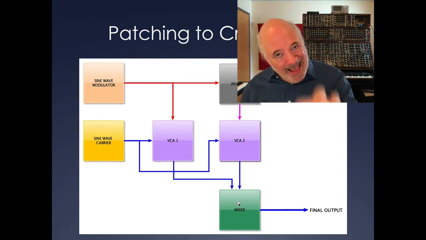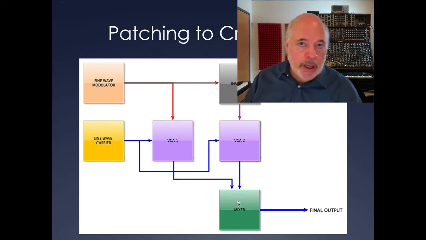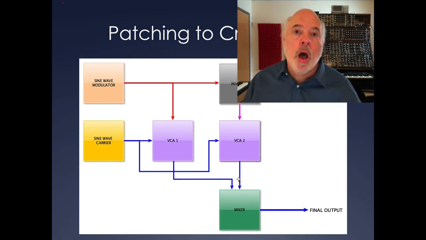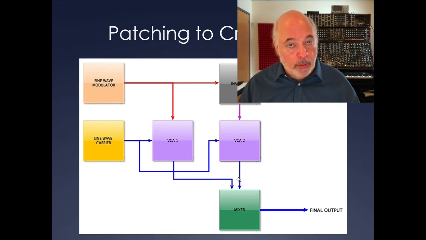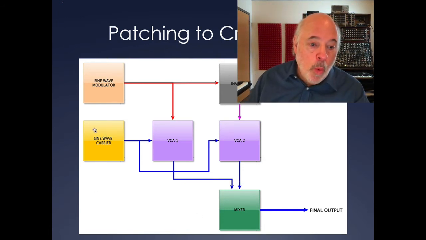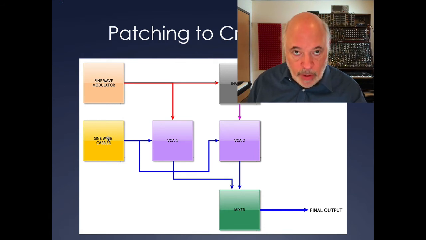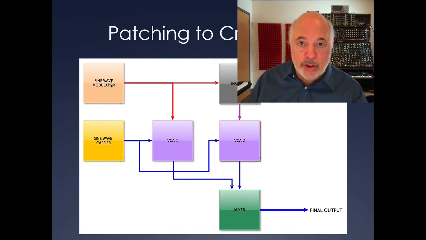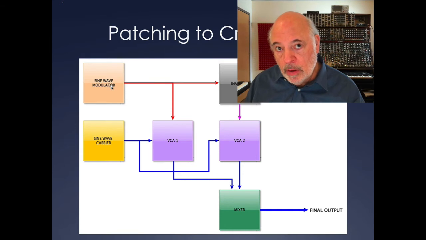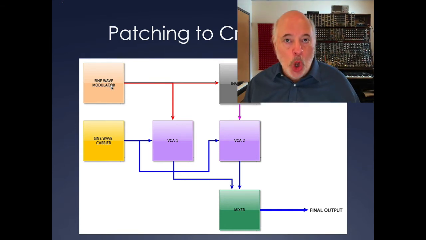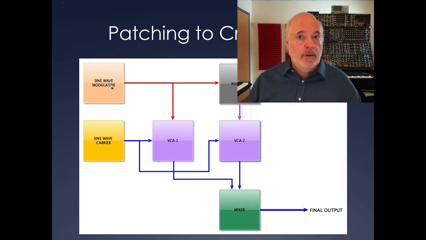So the reason this is not real ring modulation is that ring mod means sum and difference without hearing the original modulator and carrier. So for instance, if your carrier was 500 hertz and your modulator was 300, a real ring modulator would only let out 200 and 800.